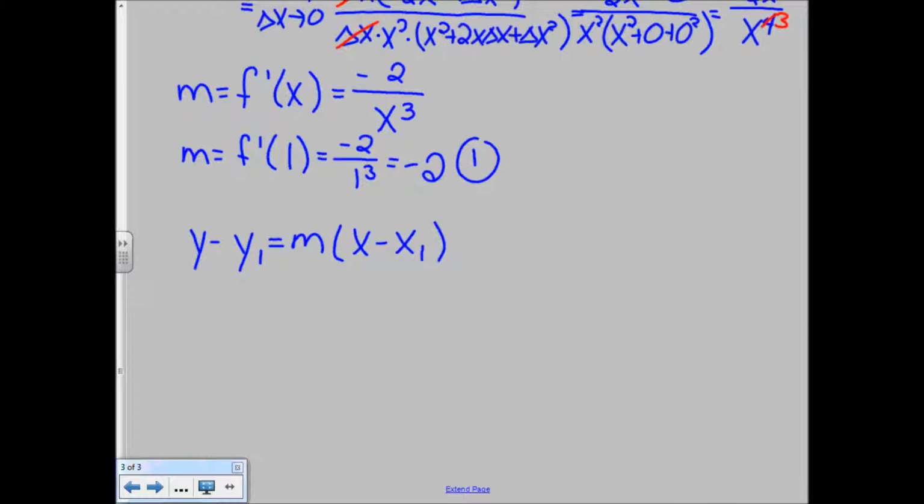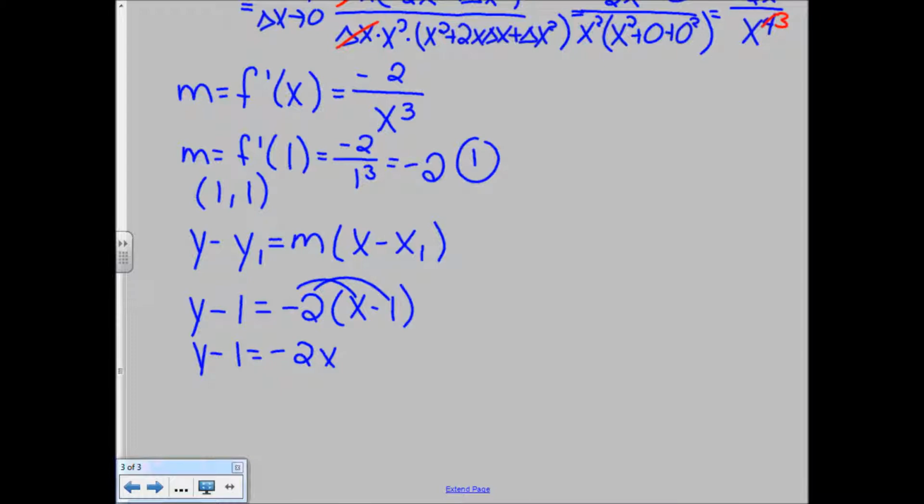So we knew that our point was the point 1, 1, so we'll rewrite that there for reference. So we get y minus 1 equals our slope of negative 2 times x minus 1. Distribute this negative 2 through first. So we're going to get y minus 1 equals negative 2 times x, so negative 2x. Then we have negative 2 times negative 1, so we're going to get plus 2. Add 1 to both sides to simplify, make it our y equals mx plus b equation. So we get y is equal to negative 2x plus 3. So that is the equation of your tangent line at the point 1, 1.